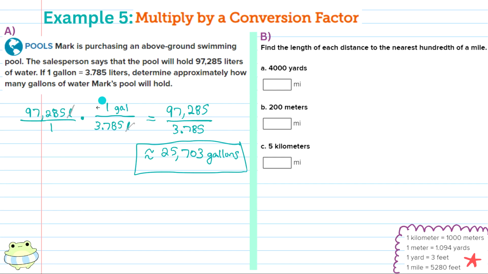So we just had to pay attention to the conversion factor that they gave us, make sure we're multiplying it in the correct order so that the labels will cancel out the ones that we don't want to have it end up in, and we end up with our answer here.